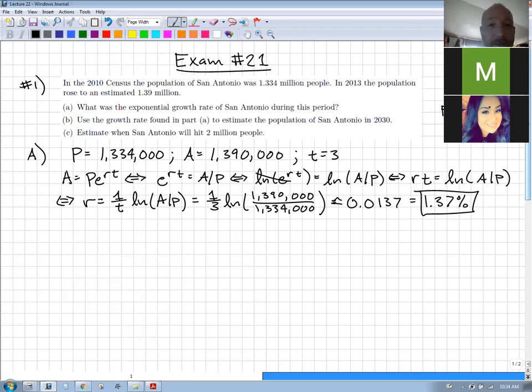So let's look at B. Use the growth rate found in part A to estimate the population in 2030. So here we need to solve for A. We need A equals P e to the RT. We use the same initial population and this growth rate. But in this case, since it's 2030, the time would be 20 years.